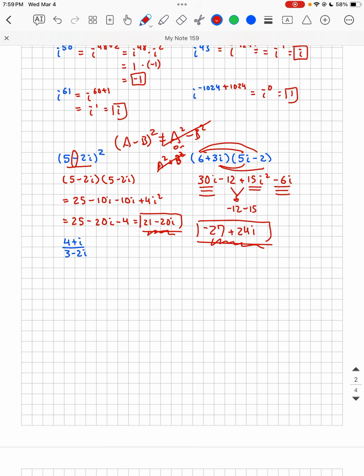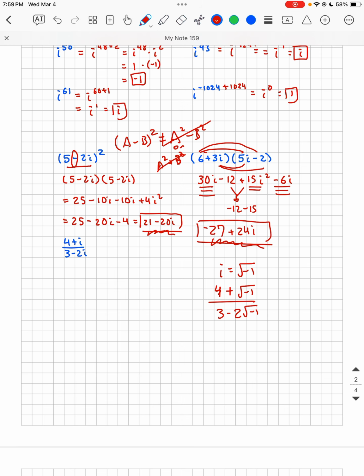The final example that I have for you is, well, what happens if we divide by a complex number then? Well, remember, i is supposed to be equal to the square root of negative 1. So what I have is really like saying 4 plus the square root of negative 1, divided by 3 minus 2 times the square root of negative 1.